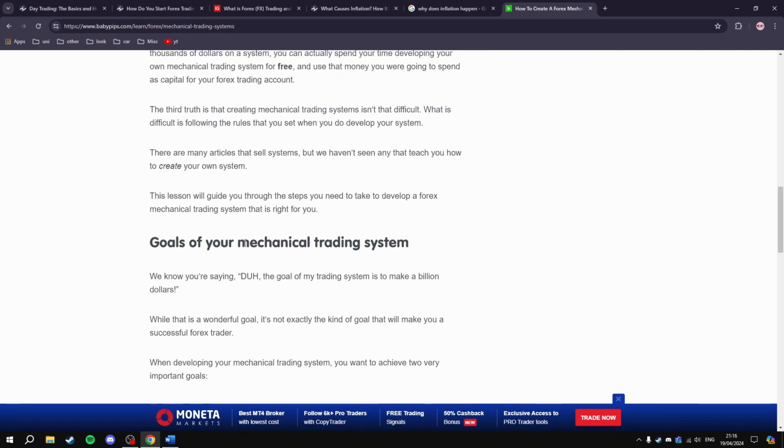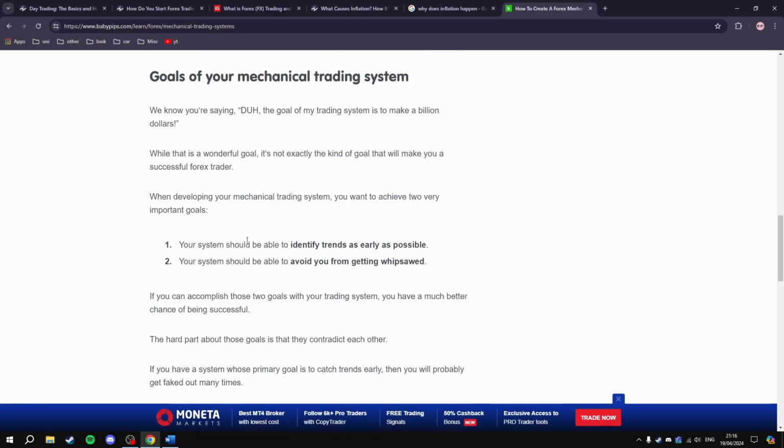Goals of a mechanical system. There are 2 goals when developing a mechanical system. Your system should be able to identify trends as early as possible. Your system should be able to keep you from getting whipsawed.